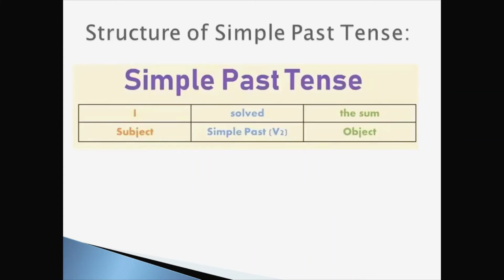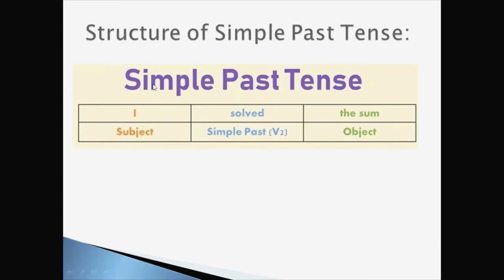Okay. Next, see the structure of the simple past tense now. Subject, V2 and object should be there. For example, if I say, "I solved the sum," the sum is the object here. Instead of I, we can write he. He solved the sum. She solved the sum. They solved the sum.